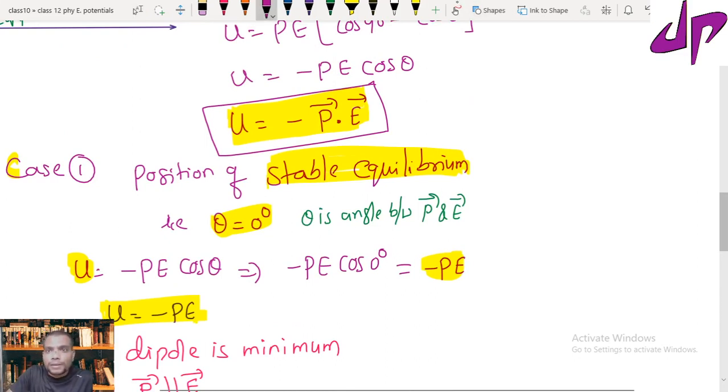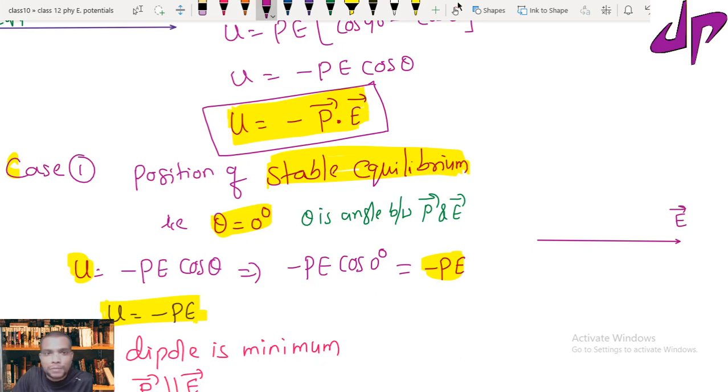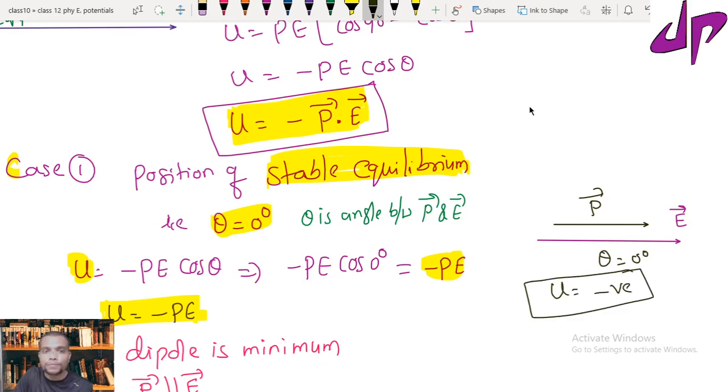If I show it in diagram form, suppose this is the electric field direction, which is purple in color, and the dipole moment direction, the electric dipole, is black in color. Now P bar in black and E bar are both in the same direction, therefore theta equals 0 degrees. So in this case the potential energy is negative, which gives us a stable equilibrium. Now the potential energy value is minimum.